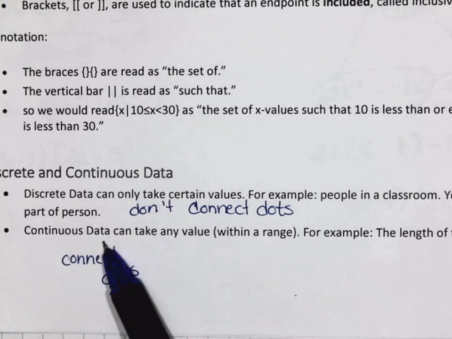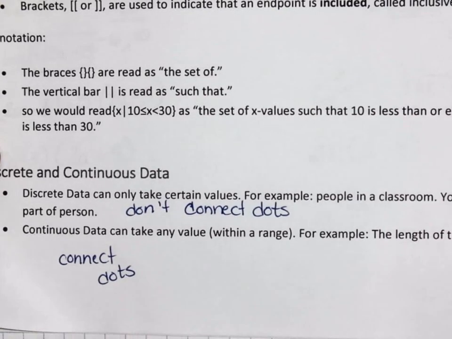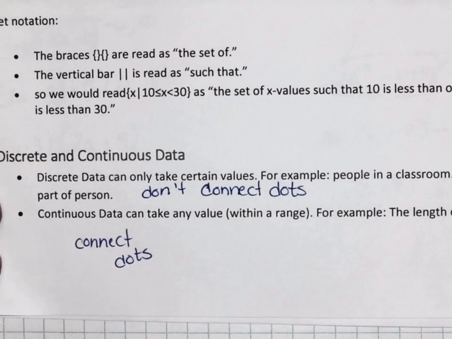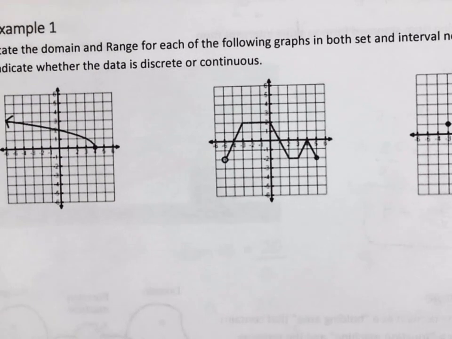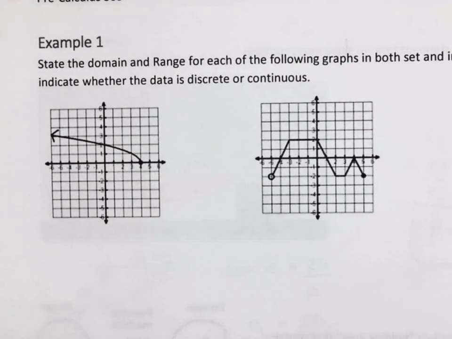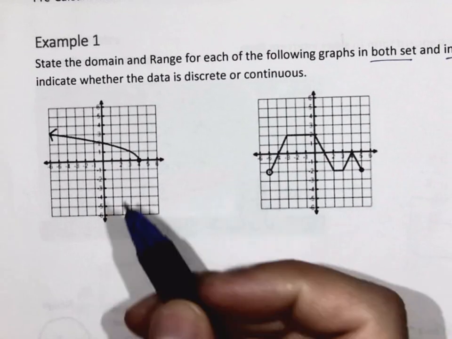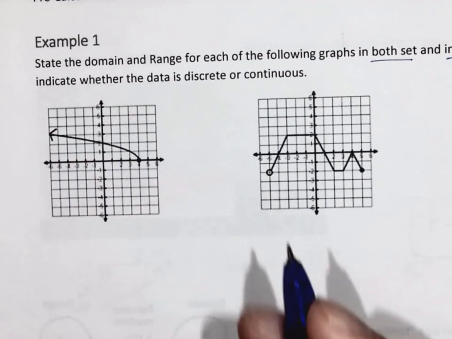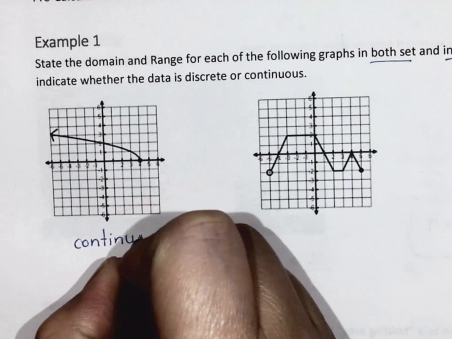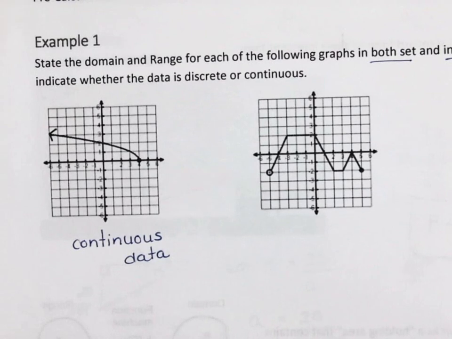If we're talking about money, I'm going to connect the dots because I can have $1.50. Things like that. So just keep in mind, if you have context, if it tells you what you're doing, like slices of pizza, you're going to buy pizza by the slice, that's discrete data. Sometimes we don't get that information, and that's okay too. Then we assume, well, we're going to look at this and we're going to do some domain and ranges. So we're going to do them in both set notation and interval notation. And we know that this data, it's a closed circle here, and we've got a line. So this is continuous data. They're connected, okay? We don't know the context of this situation, but this is what it's given us.